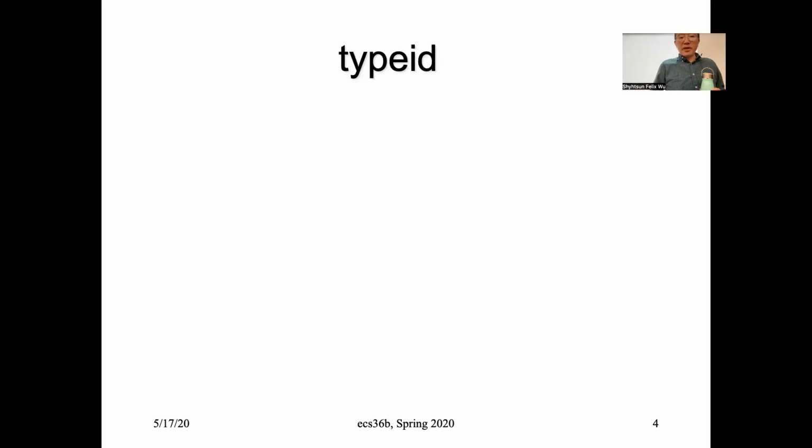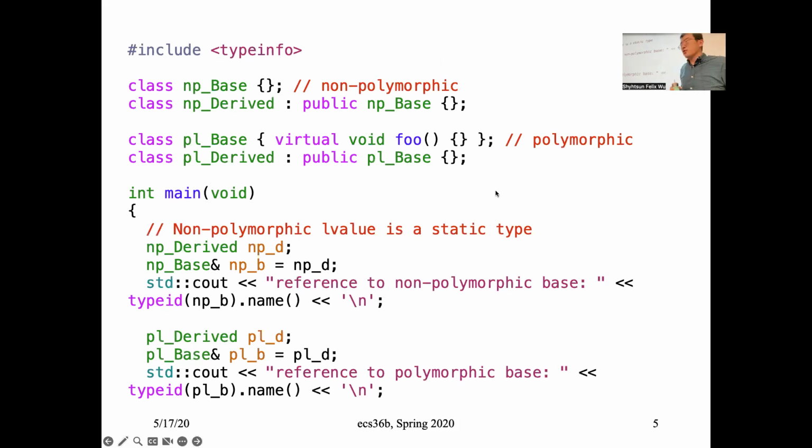So I'm going to show you a piece of code. This is, by the way, important, and it actually starts touching on some of the topic of exception. Okay, this will lead to exception. So I'm going to show you this piece of code. I have two pairs of base class and derived class. So the first one is called NP. The second one is called PL.